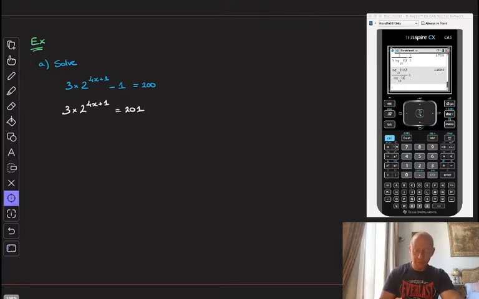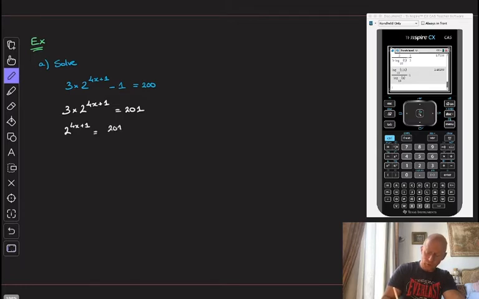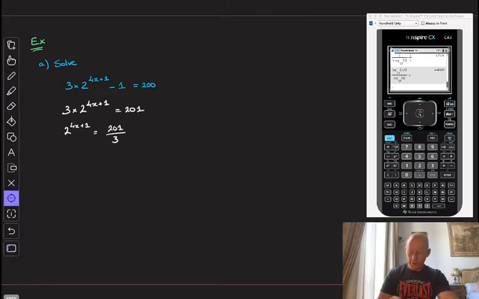Next thing I need to do, remember the objective, you want to have this power of 2 on its own here. So you need to get rid of this 3 that's multiplying it. For that, I divide both sides by 3. This is 2 to the power of 4x plus 1, which equals 201 over 3. Now at this stage, we're in the right zone. We have nothing but the power of 2 on the left-hand side and a number on the right-hand side. So all we need to do now is apply logs.